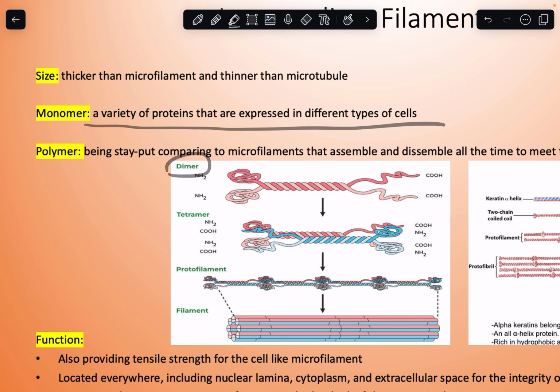And then 2 dimers will assemble as the tetramer. And then these NH2 and COO-, these are just indicating that they're proteins, right? The N terminus and C terminus of the protein, okay? And then 2 dimers make up 1 tetramer, okay?